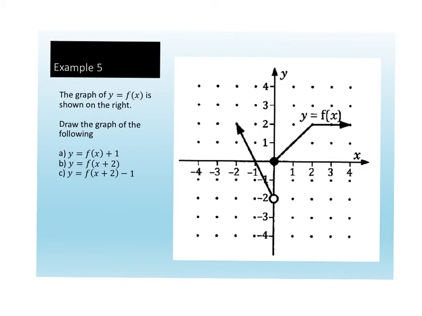All right? So let's start off with the function y equals f(x) plus 1. Now, what I normally do is use key points. For example, one of the key points would be this one. The other key point is this point, and then this point again.